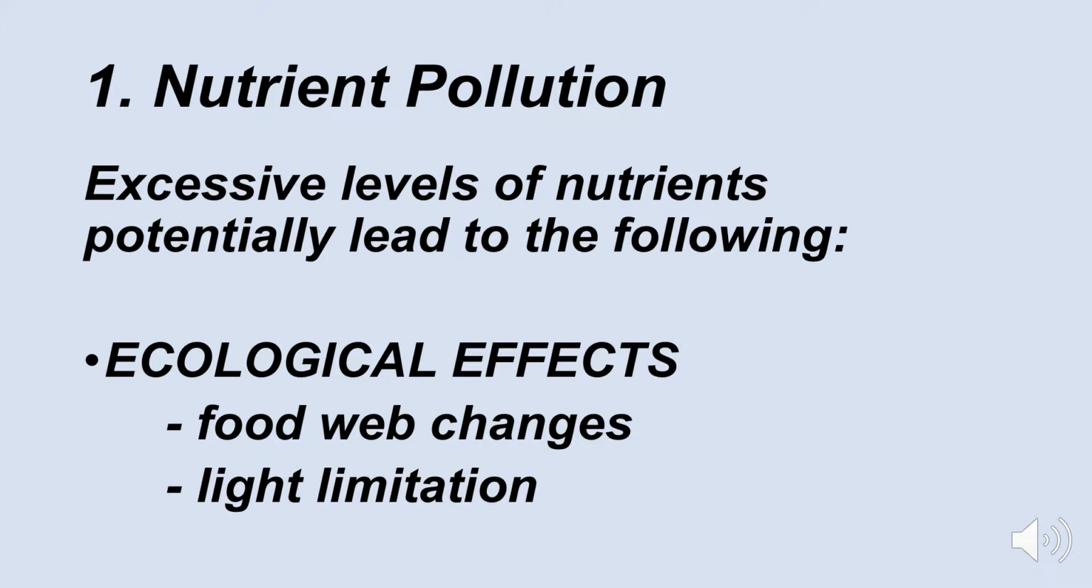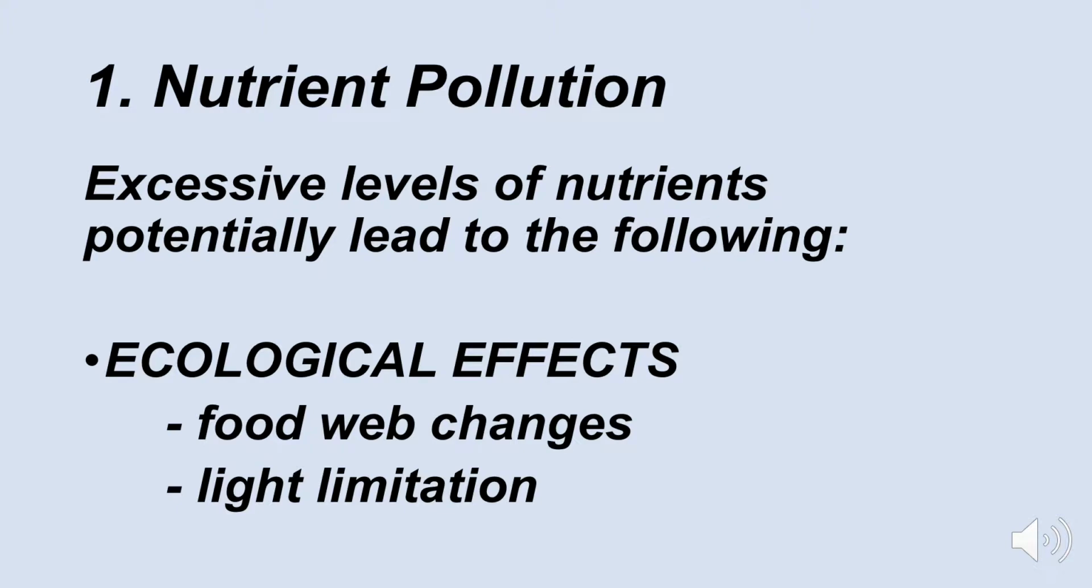nutrients, and the negative impact of excessive levels of nutrients, we have ecological effects, we have community effects, we have all sorts of effects. So let's take a look at ecological effects. We put too much nitrogen or phosphorus in the environment that ends up in the water. That may change food webs in the water systems.